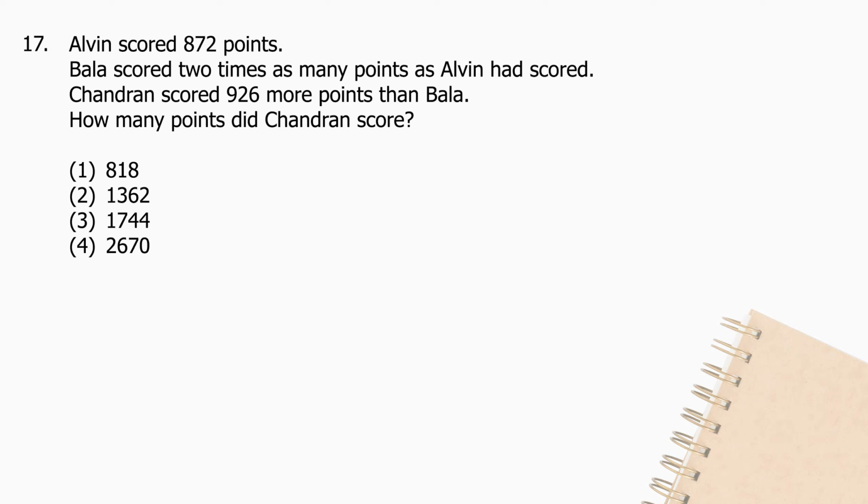Question 17. Alvin scored 872 points. Bala scored 2 times as many points as Alvin had scored. Chandran scored 926 more points than Bala. How many points did Chandran score?